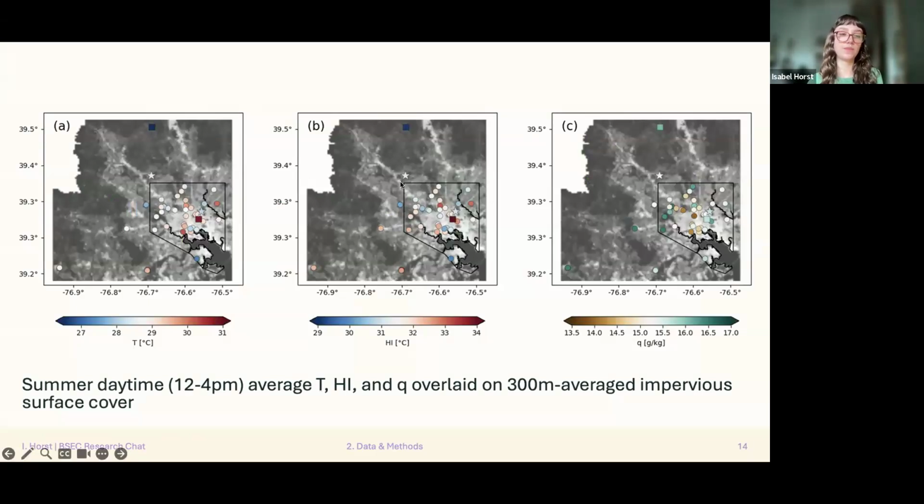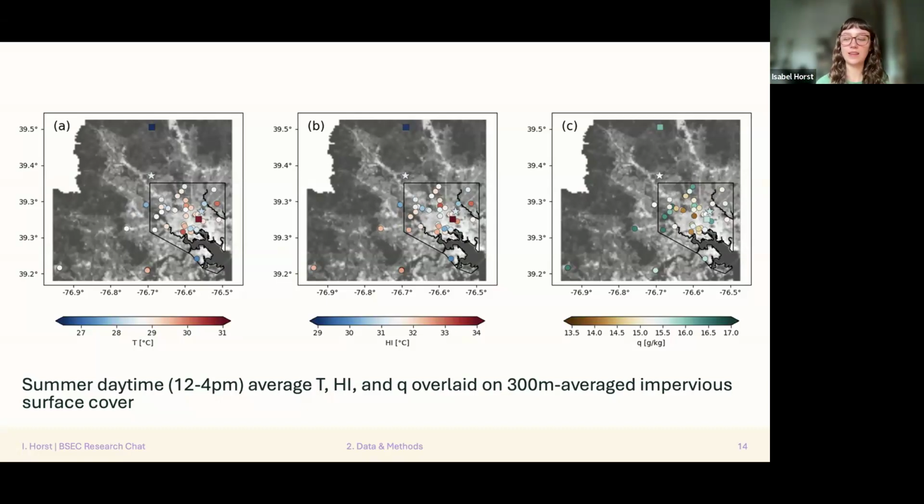So this is summer daytime averages for temperature, heat index, and specific humidity overlaid on the slightly coarsened map of the impervious surface cover. And if you kind of squint, you can already see a bit of a dry island. The specific humidity values are slightly lower in the middle of the city. And you don't have to just trust me on that visually. I'm going to explain it with numbers in a minute.